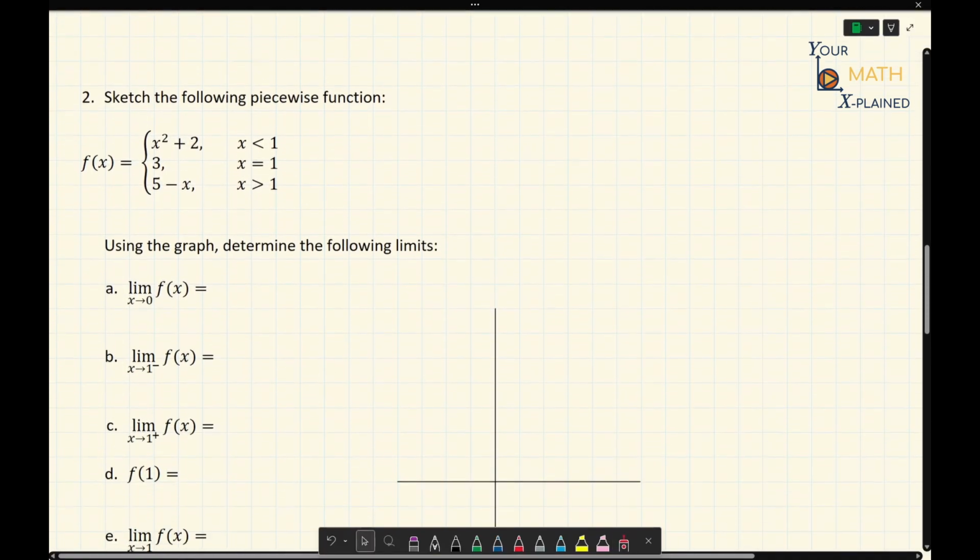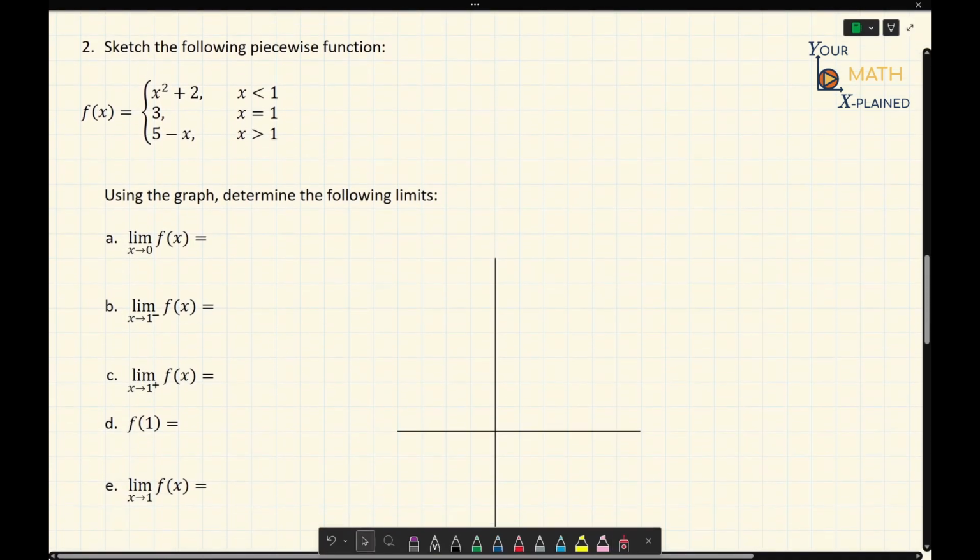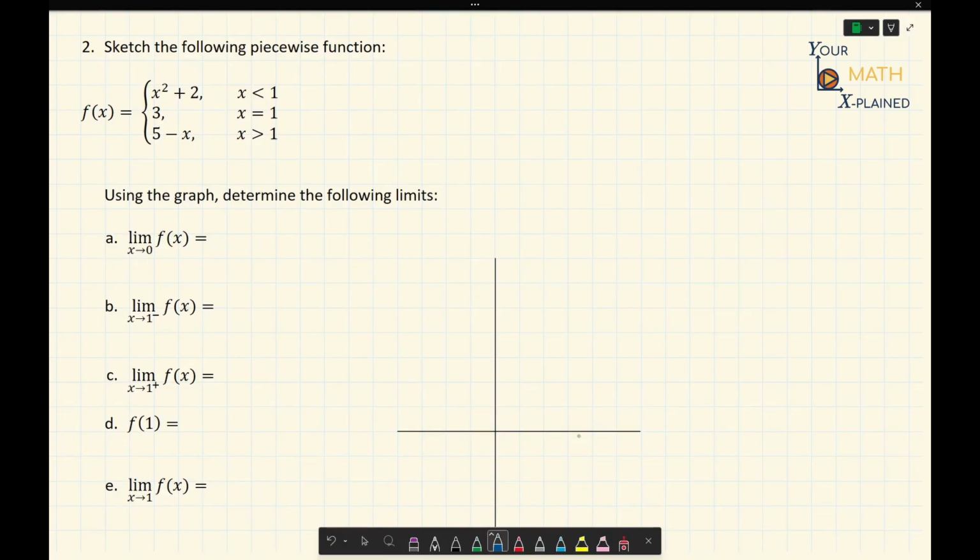So for this example, we have a piecewise function. Let's first draw the graph of this piecewise function. So we have 1, 2, 3, 4. This is -1, -2, -3. So now for x less than 1, our function f of x takes on the form x squared plus 2. So that means it's going to have a y-intercept of 2, and it's a parabola looking like this.